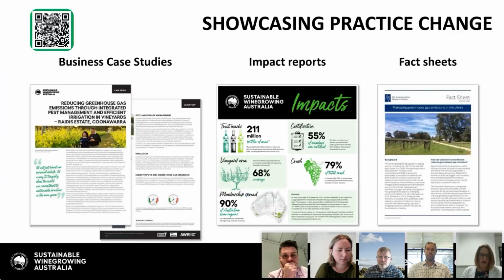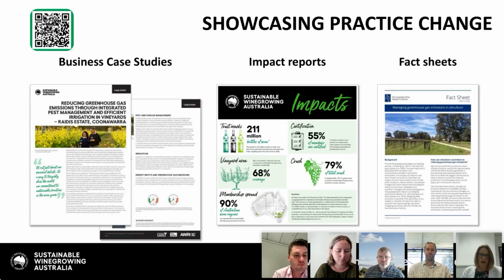The program also does include a range of mechanisms to showcase practice change. So on the left-hand side here, we've got an example of a business case study. So some improvements that certified businesses have made have been captured through business case studies. And the way that these are laid out is that we've got a problem that's described, we've got various actions that were taken by a business and the results of those actions. And these case studies can provide businesses with ideas for emissions reduction activities.